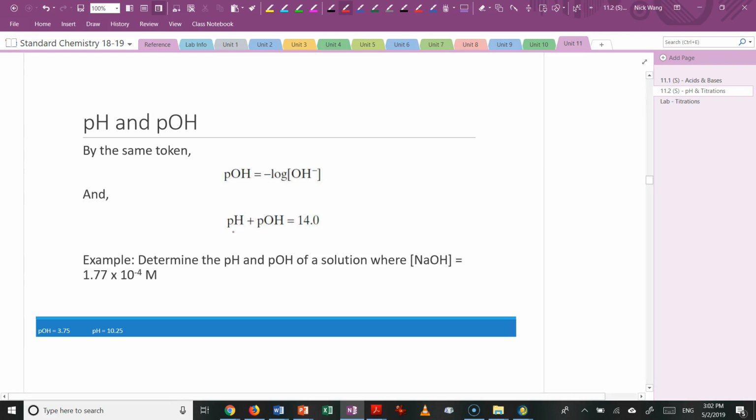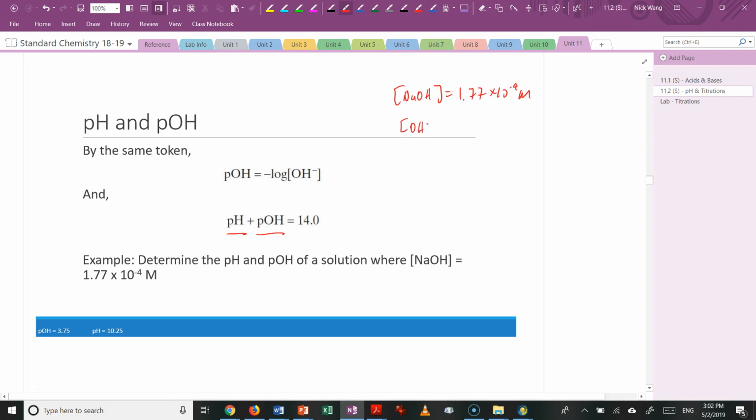And also, one more thing that's nice to know is that for any one single solution, pH plus pOH is always equal to 14. This is nice to memorize. So let's try this out. Determine the pH and the pOH of a solution where NaOH is equal to this. All right, so there's a couple of strategies here, but let's go through one or two of them. First of all, I'm going to do the work up here. If my sodium hydroxide concentration is equal to 1.77 times 10 to the minus 4th molar, I'm going to do a little shortcut.